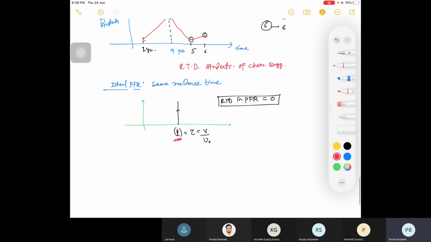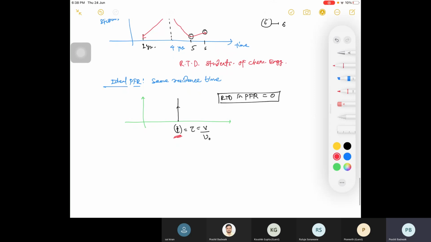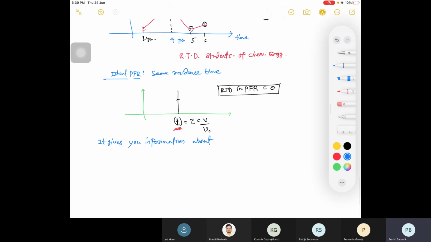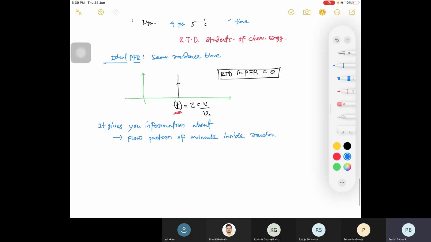So please write down some points. It gives you information about the flow pattern of molecules inside the reactor. What will we do for this?